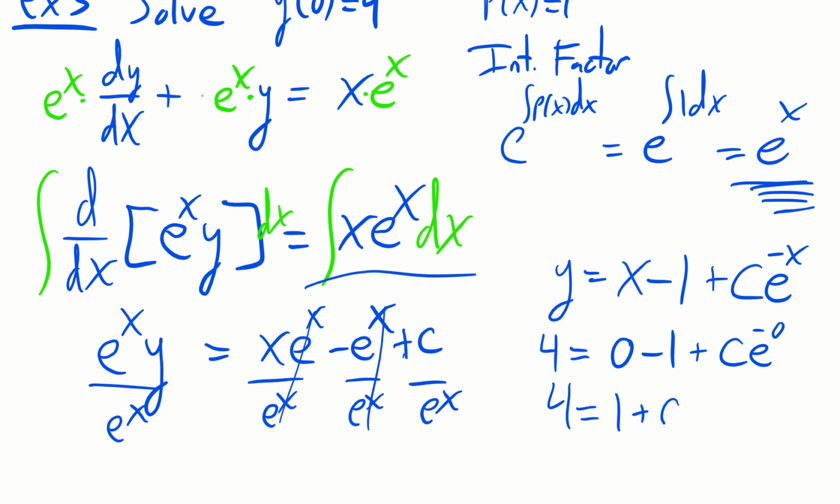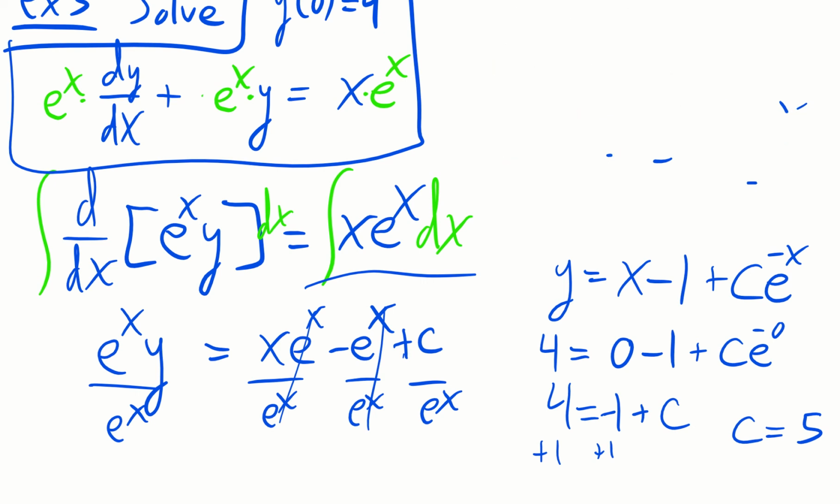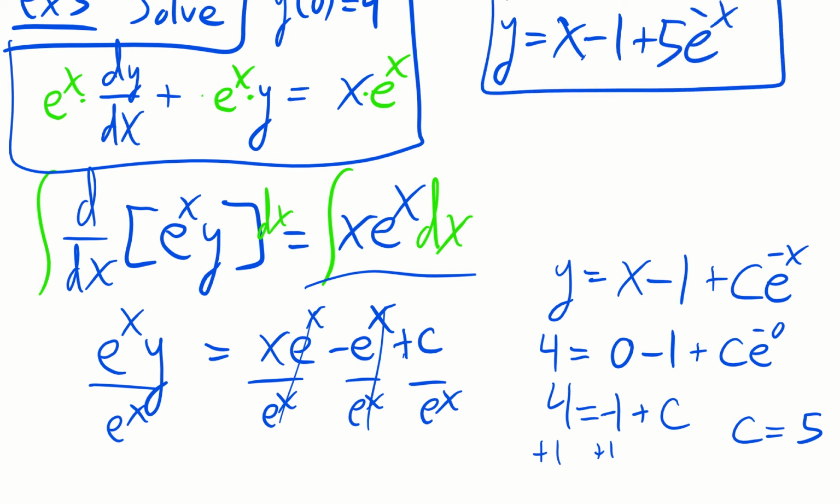E to the 0 is 1. Don't forget my negative sign there. Negative 1 plus c times 1 is c. And then we add 1 to both sides, and we would get that the value of c would be equal to 5. So going back, our original differential equation with the initial value y of 0 equals 4 would have the particular solution y equals x minus 1 plus 5e to the negative x. Okay. So that would be our particular solution.